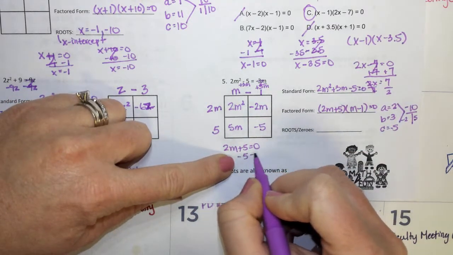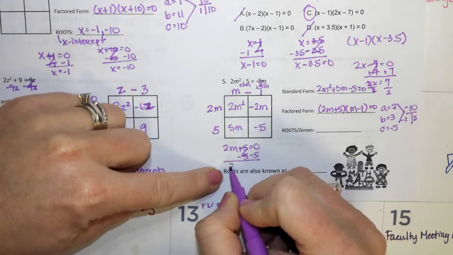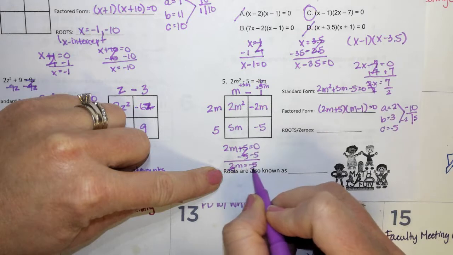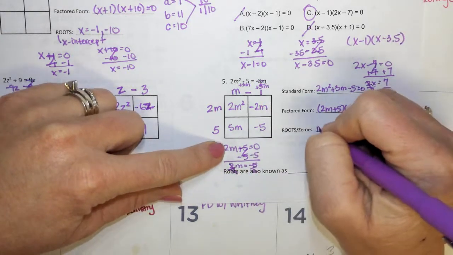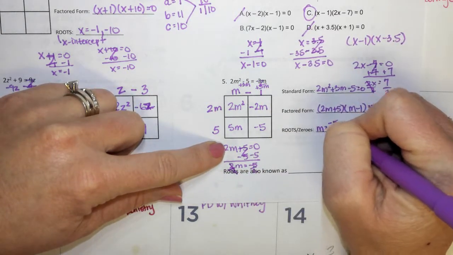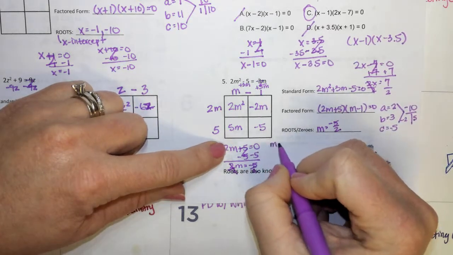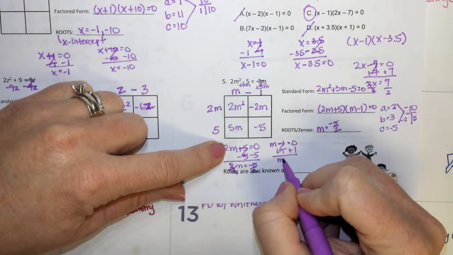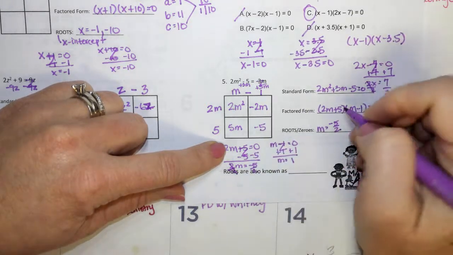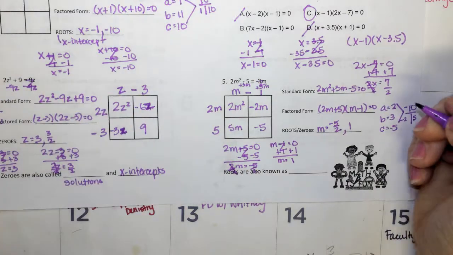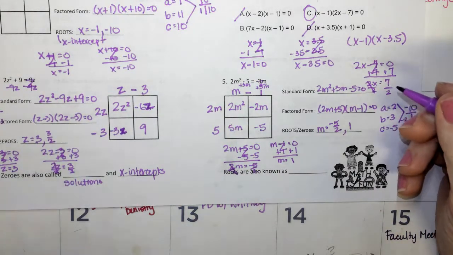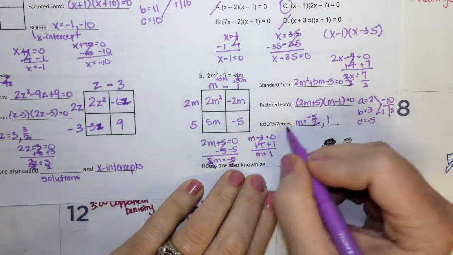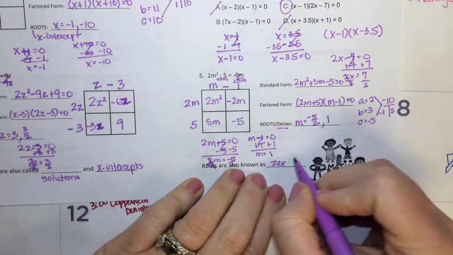I would first subtract 5 from both sides. So then I get 2m equals negative 5. And then I'm just going to divide each side by 2. So then I have m equals negative 5 over 2. And then for my other one, m minus 1 equals 0. I add 1 to both sides to solve for m, and I get m equals 1. So that would be my other solution, or root, or zero. Okay, so roots are also known as, we can just go ahead and say zeros.